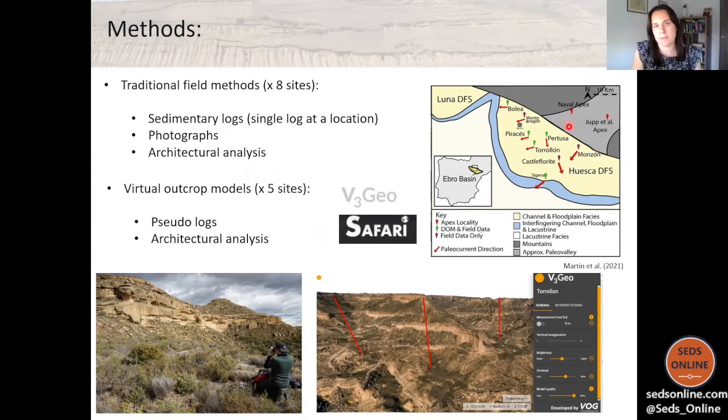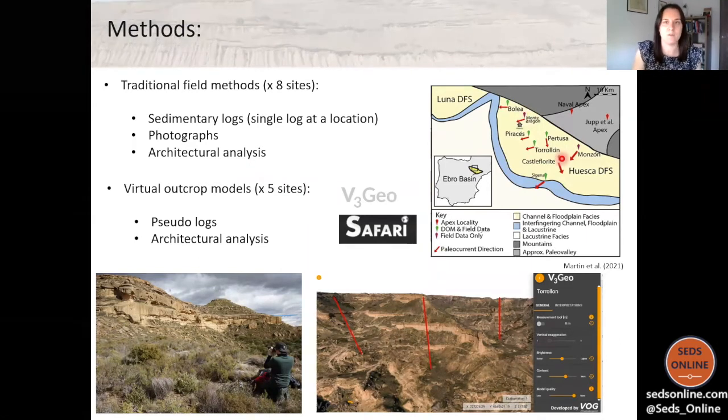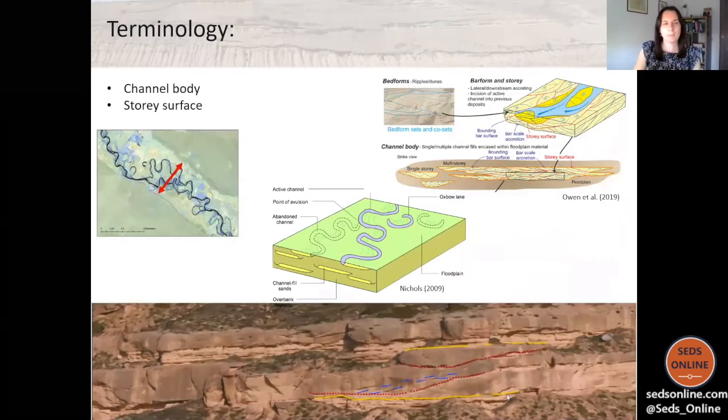So just going back to the map here, we can see that the green locations in here are the ones we've got field data and virtual outcrop models for. And then the purple ones just here, here, and here are the ones that we just have field data for. So we've got a mixture of data sets here.